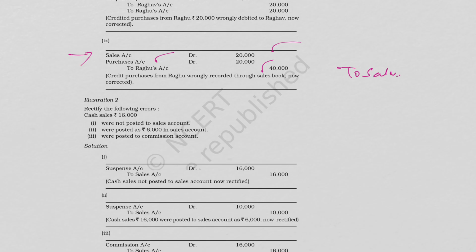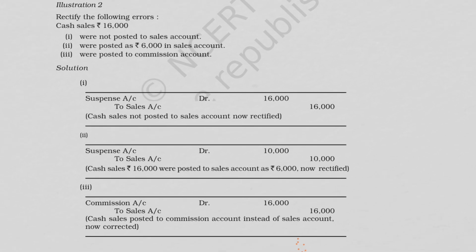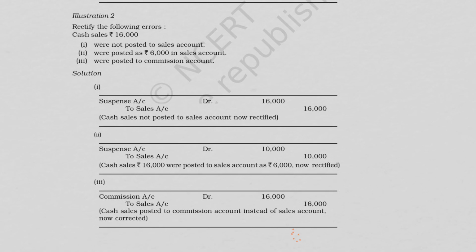Okay. Next, we have rectify the following errors. Cash sales 16,000 were not posted to sales account. Okay. So cash sales entry should have been cash account debit to sales, but it was not posted. This portion was not posted. So suspense account debit to sales 16,000.